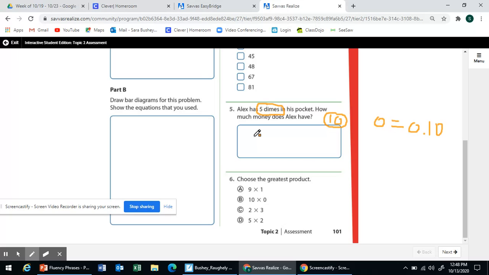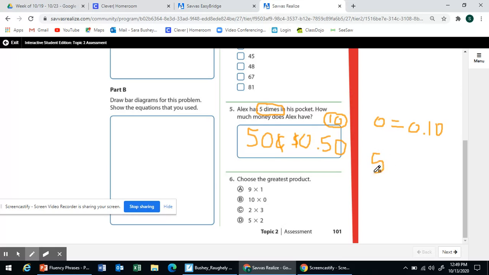Okay, boys and girls, so the answer to this, how much money does Alex have, is 50 cents. So you could have written it like this, or if you understand the decimal system with dollars and coins, you could have written it like this. And there were many ways that you could have answered this.